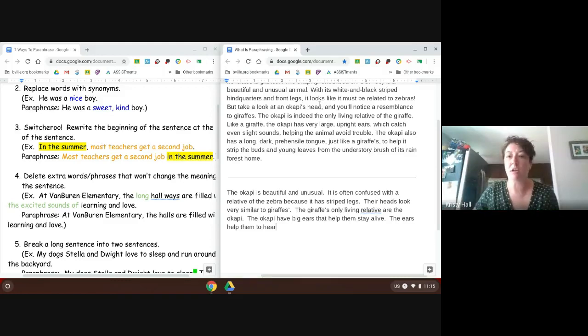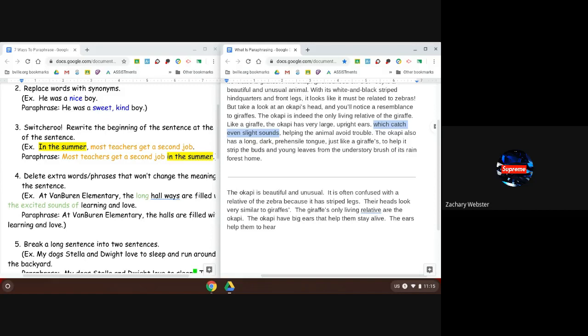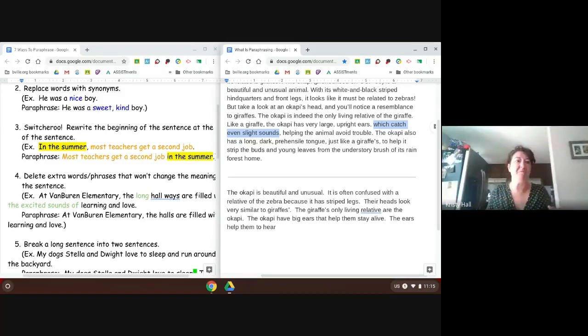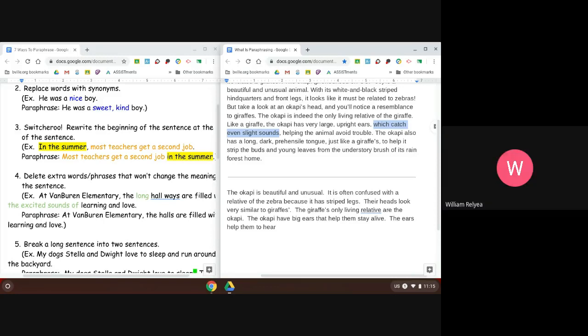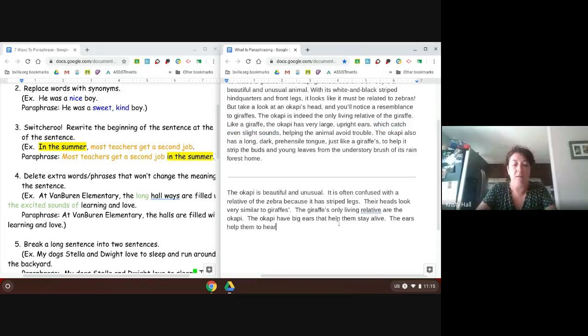Let's look at this part. The upright ears, which catch even slight sounds. What would be another way to say slight sounds? Would a slight sound be really big and loud? Or would it be small, soft, maybe distant? Quiet. Yeah, helping them to hear even quiet sounds.